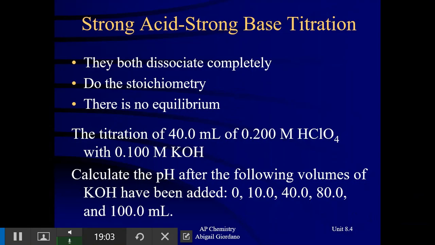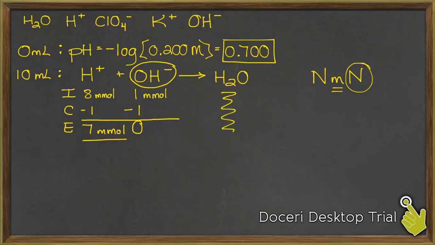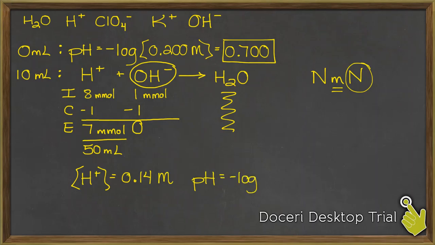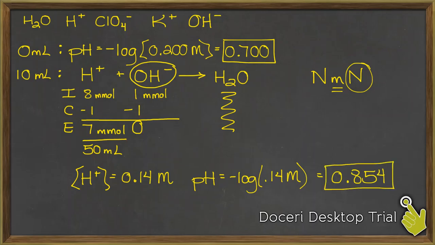Let me come back over here. So my H+ concentration is 0.14 molar. And at this point, guys, all I have to do to find the pH is now plug that molarity in. And I get this, 0.854. Okay.